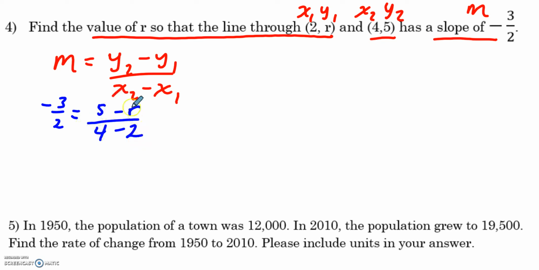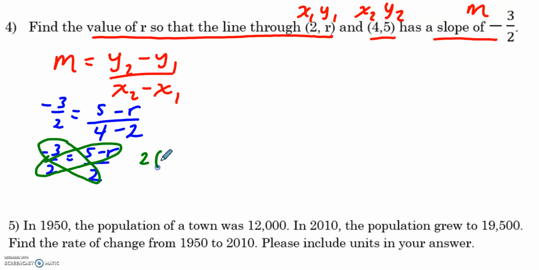If I simplify this side a little bit, the numerator are not like terms, so I'm going to leave it. But the denominator, 4 minus 2, is really 2. So now I have a fraction equaling a fraction, so I am allowed to cross multiply. Or in other words, 2 times (5 minus r) equals this diagonal of negative 3 times 2. 2 times (5 minus r) equals negative 6.